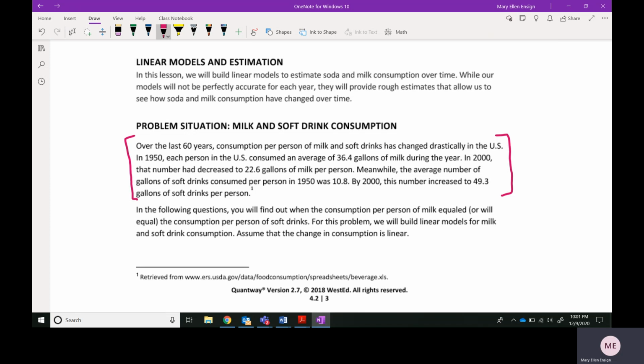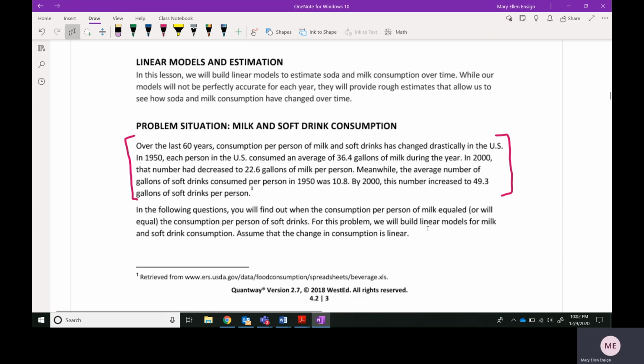In the following questions, you will find out when the consumption per person of milk equaled or will equal the consumption per person of soft drinks. So in other words, we can see that the amount of milk consumed went down and the amount of soft drinks consumed has gone up quite a bit. So when were those equal? When did the amount of milk an average person drank during the year equal the amount of soft drinks they drank in that year?